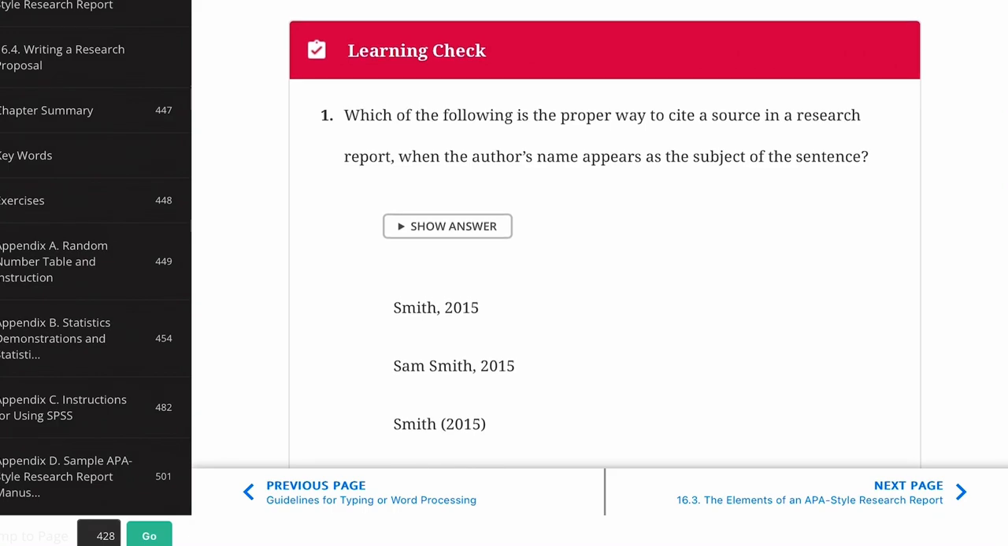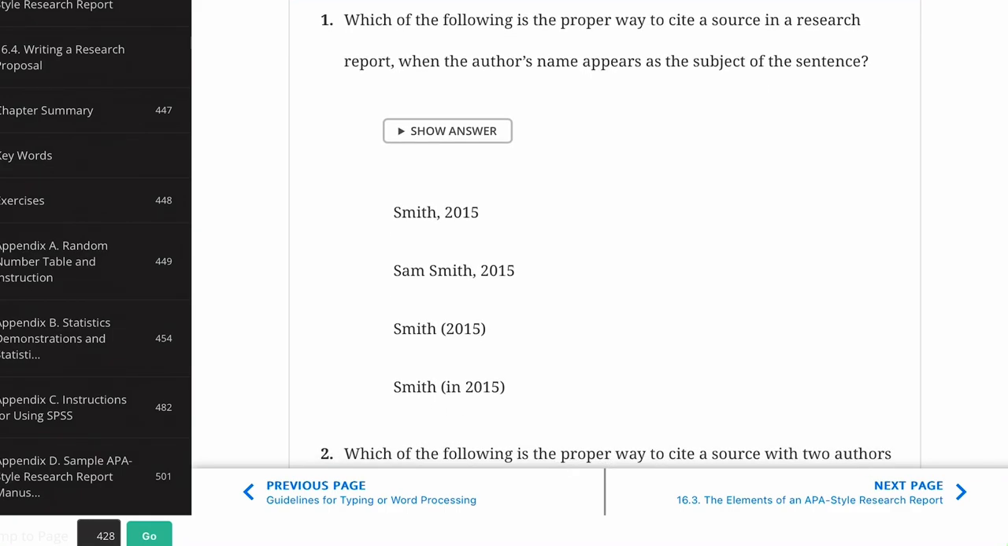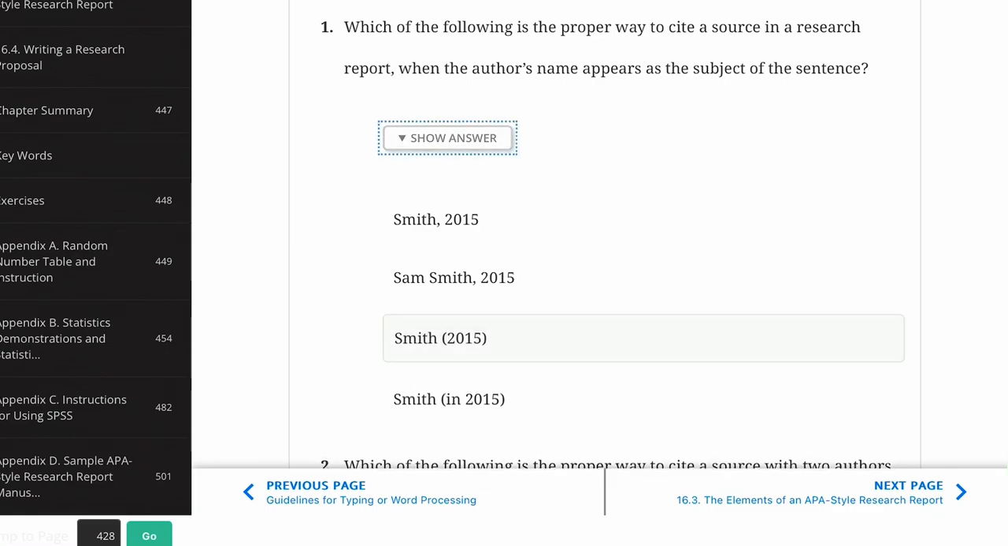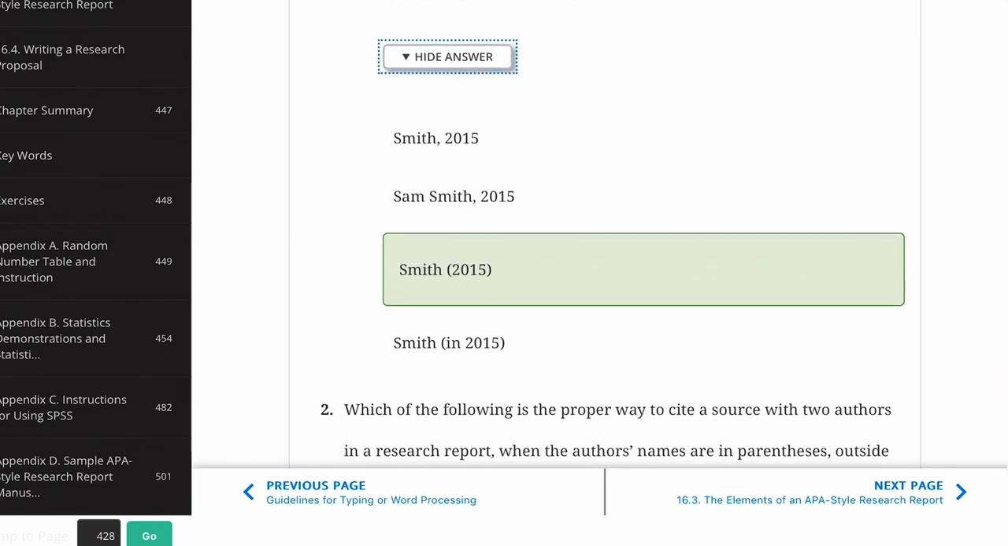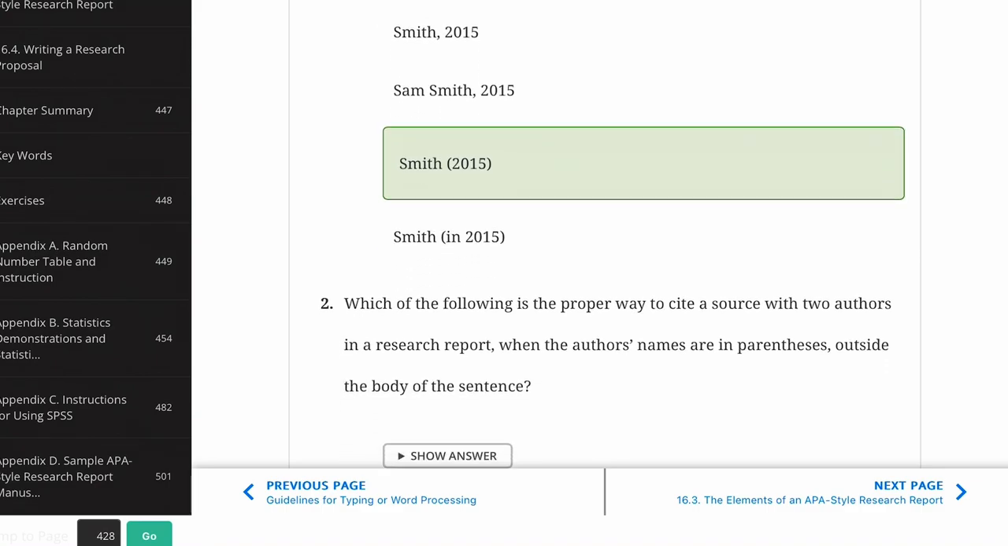Which of the following is a proper way to cite a source in a research report when the author's name appears as the subject of the sentence? If you're using their name as the subject of a sentence, then the year is just in parentheses after the name. So Smith (2015) found that people did this, and so on.